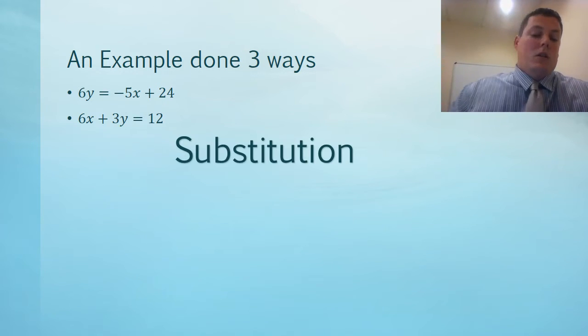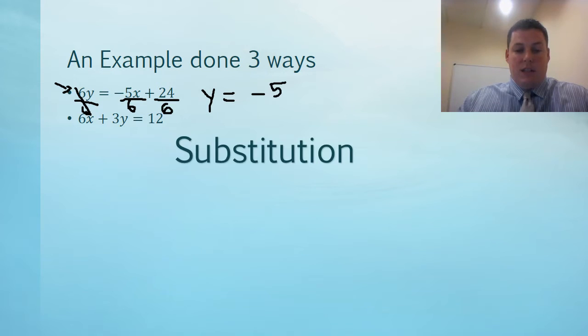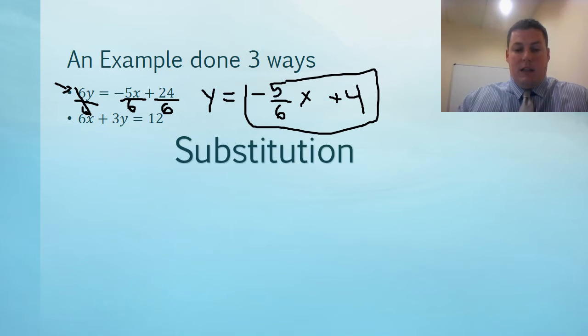So with substitution, we said that we want to find y equals. So I'm going to rewrite this equation since y is almost by itself here. The second equation, I'd have to do a couple more steps. So in this equation, to get y by itself, I have to undo the multiplication of 6. So I'm going to divide everything by 6. Let's get rid of the 6's here, and I'm left with y equals negative 5/6 x plus 24 divided by 6 is just 4. Now I'm going to take this and plug it in for my y here.